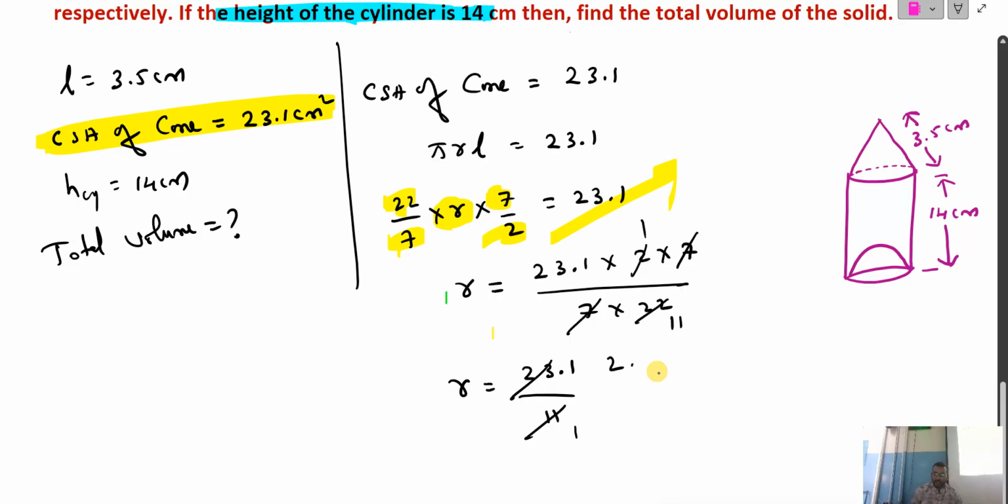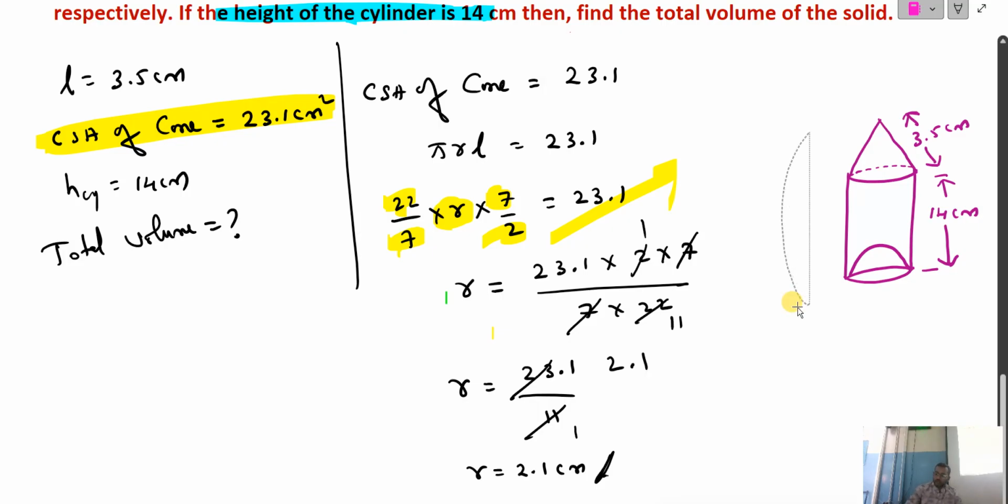Keep the point as it is. Remainder is 1, 11, 11 ones are 11. So the value of r is 2.1 centimeter. The value of r is 2.1 centimeter. So we got the value of r here. Am I right? Is this clear? Now let me continue with this step.